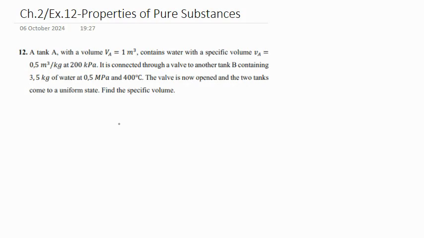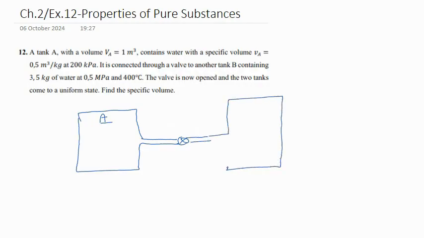Good evening, everyone. So this is exercise 12. A tank A with a volume of 1 meter cube contains water with a specific volume 0.5 at 200 kilopascal. It is connected through a valve somehow here maybe. This is tank A. It's connected to another tank B.